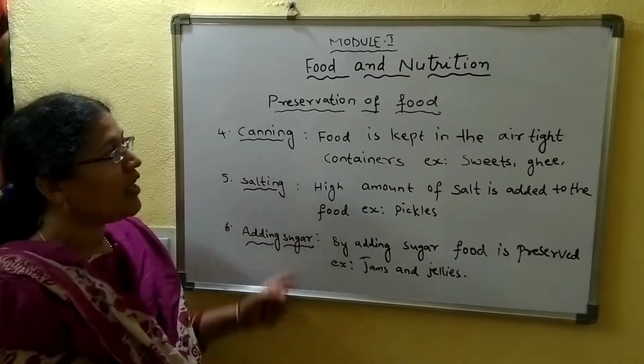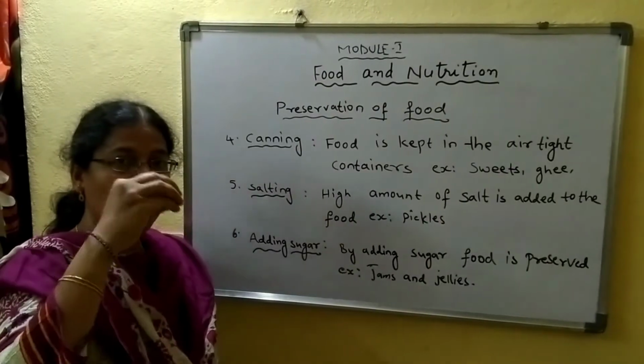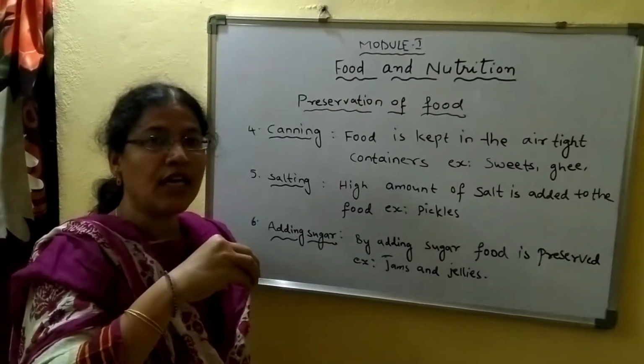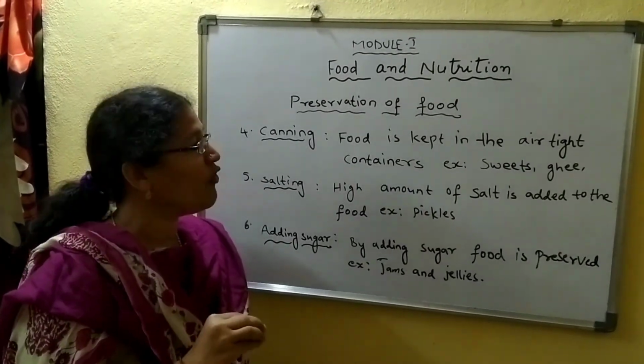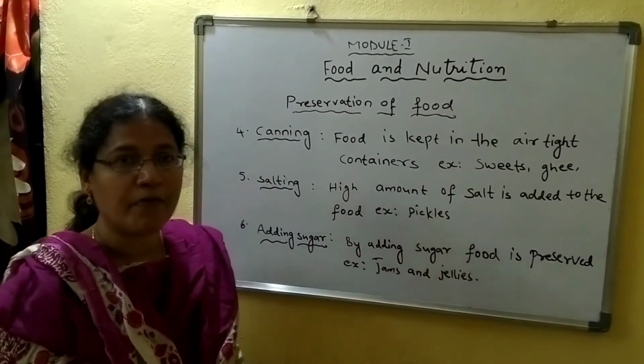Canning. Here food is kept in airtight containers so that microorganisms cannot go into the container and our food is saved. Here examples are sweets and ghee.